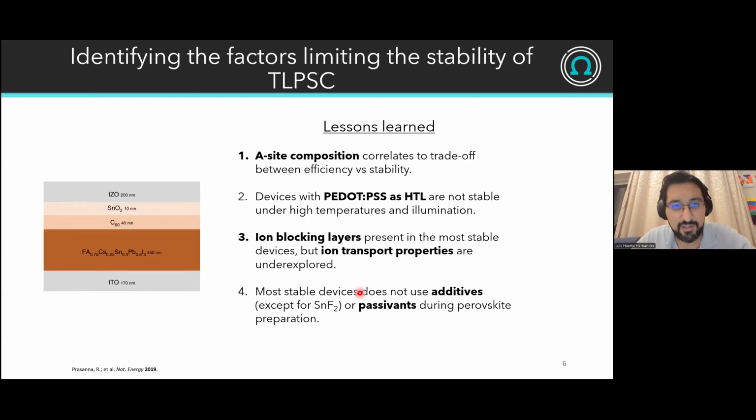Another interesting aspect of this device in particular is that even though it's the most stable device, it's not using fancy additives except for tin fluoride, or any passivant. So that might also be an indication that some passivants might not lead to really great stabilities. So in this talk, I will just focus on this third point, and I want to understand better how these ion transport properties occur in tin-based perovskites.